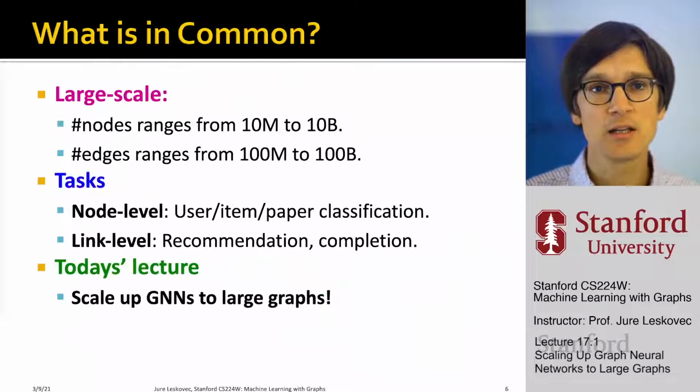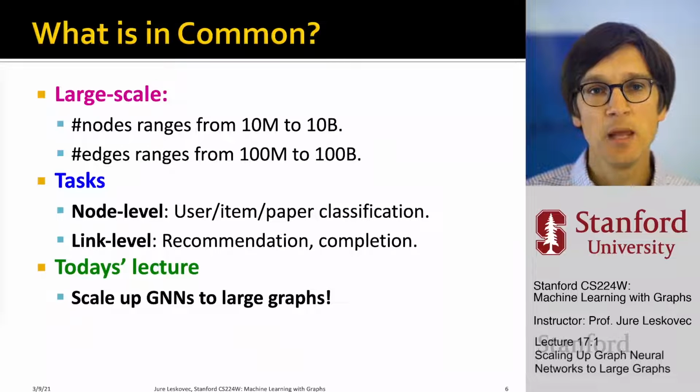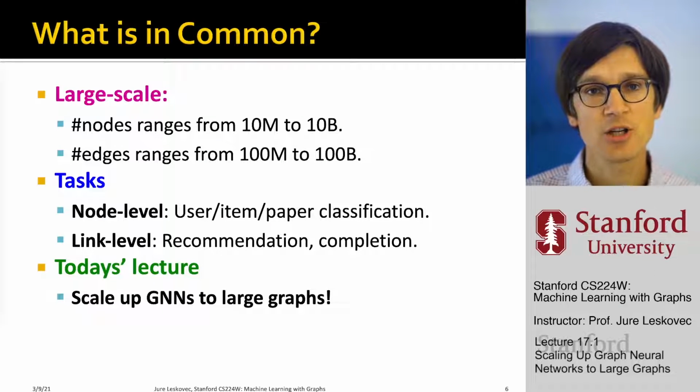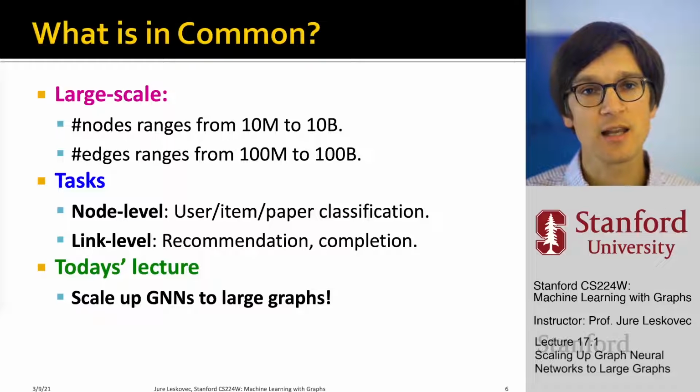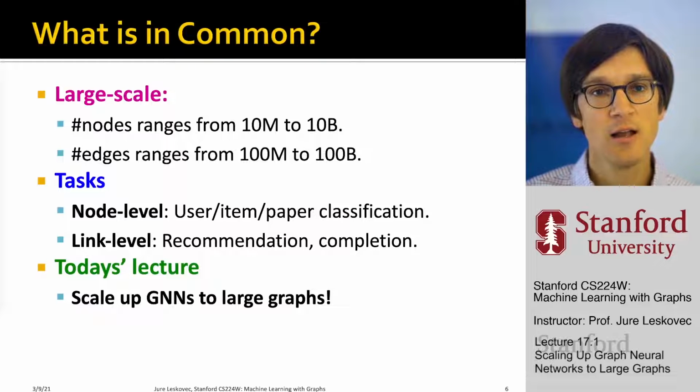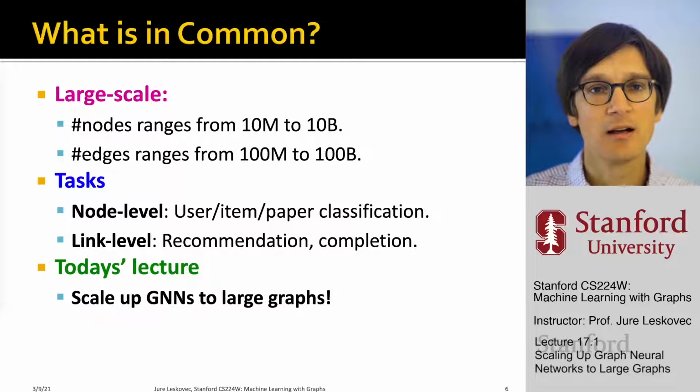What all these applications have in common is that they are large scale. The number of nodes is in the millions to billions, and the number of edges is tens or hundreds of millions to tens to hundreds of billions. And the question is, if we have this kind of large-scale data, and we would like to do tasks in all these cases that I have motivated, we can do node-level tasks in terms of user, item, and paper classification and prediction, as well as pairwise level tasks like link recommendation, link prediction, and so on.